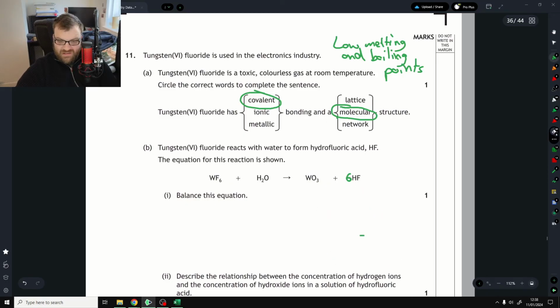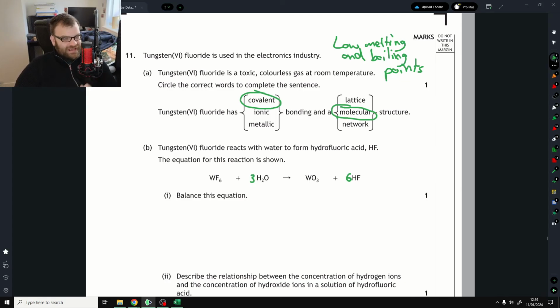That means then that we would need to put a 3 in front of the water to now give us 6 hydrogens as well. The oxygens, we've now got 3 oxygens. Each water has 1. We've got 3 of them. And we've already got 3 over on the other side. So that would be our correct answer.